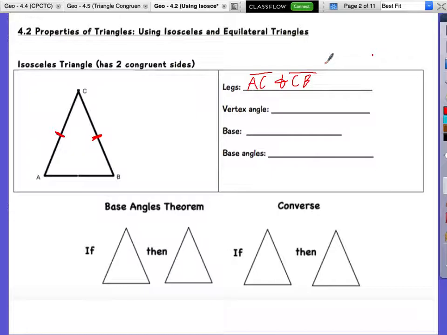Very good. Now, could you have called it segment CA and segment BC? Yes, you can. You can reverse the order of the points in a segment, so either way would have been okay.